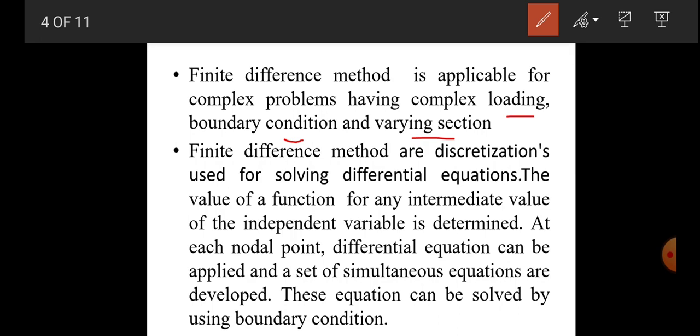The finite difference method means we have to do discretization, or discretization is a key point. That means we have to divide the structure, and it is used for solving the differential equation. The value of a function for any independent variable is determined at each nodal point. The differential equation can be applied and a set of simultaneous equations are developed. These equations can be solved by using boundary conditions.